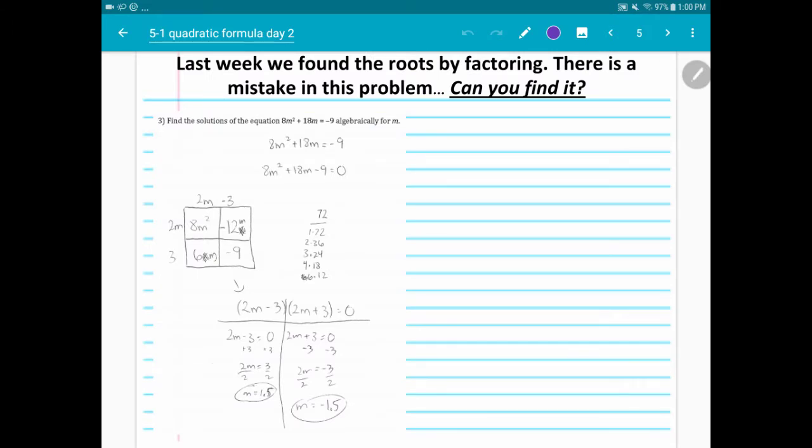Last week we found the roots by factoring and we had a quiz on it. All right, and there's a mistake in this problem. Can you find it? So take a few minutes, pause the video here, try to find the mistake, and when you think you found it, start back up.